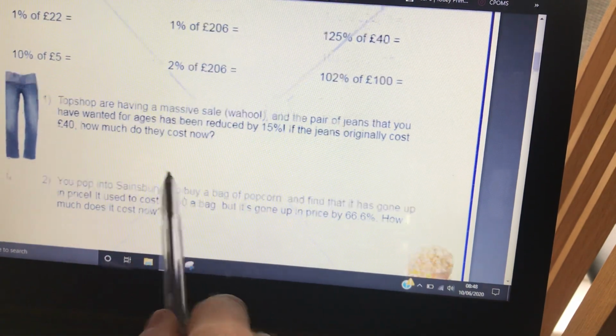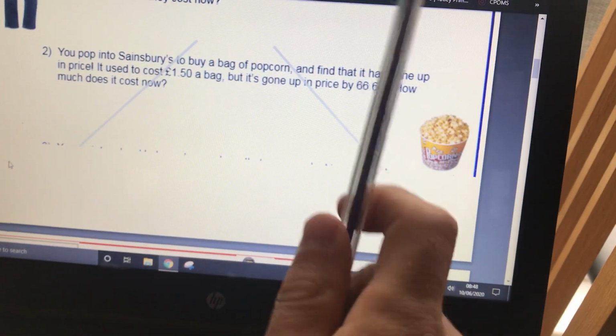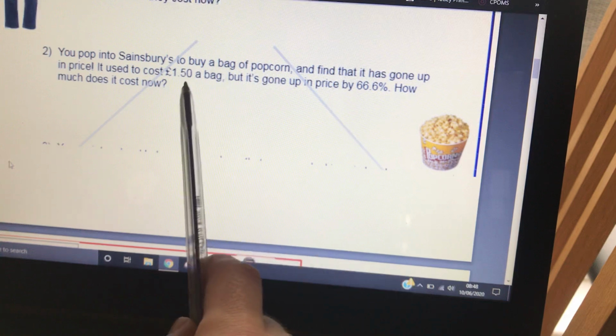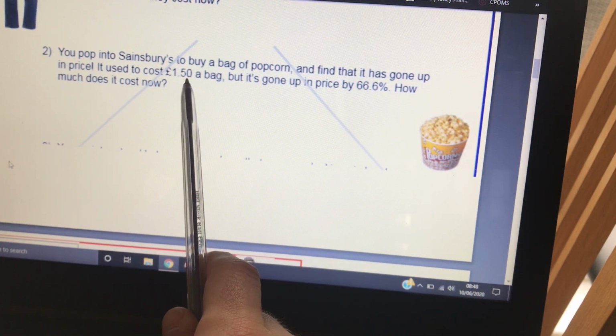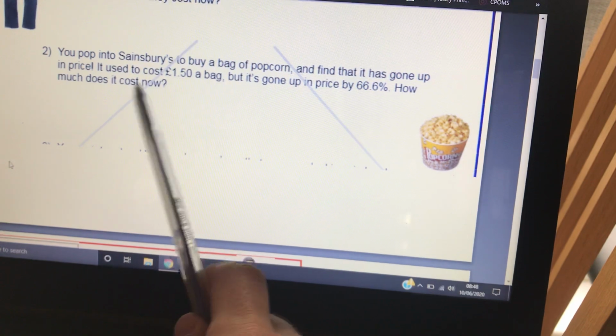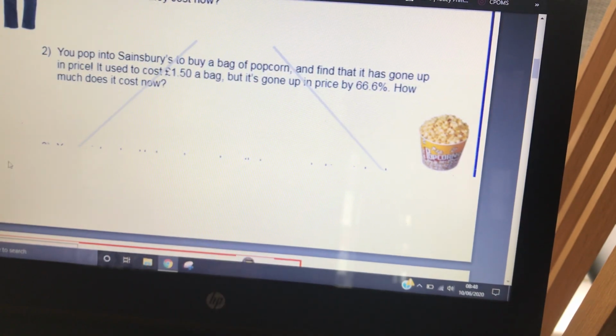And then this one here, it's gone up by 66.6. So remember, that's gone up by 2/3. So you need to find 1/3. Well, what goes into £1.50 three times? 50, 50, 50. So 50p. So how many are 2 50p's?